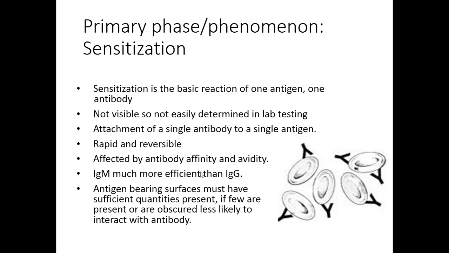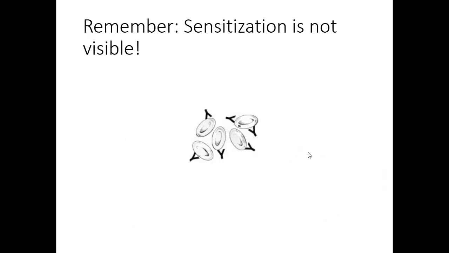So the issue around this is if we have too much of one reactant and not enough of another, then our sensitization phase is not effective. So if we have 10 binding sites on IgM, but we have very few antigens present, we're less likely to be able to get interactions. We don't have enough epitopes to bind with all the antigen binding sites. So sensitization isn't always kind of a slam dunk. You have to have the right quantities.